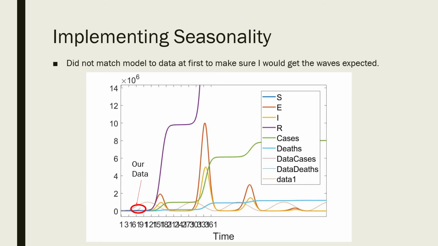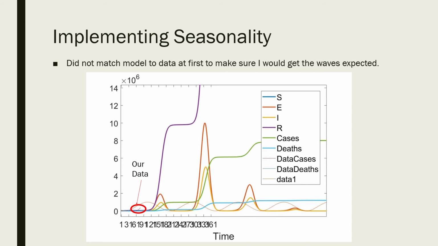So my first step was trying to implement seasonality into the model. I wanted to make sure that I could get the waves that I predicted using a sine function. So I started without fitting the model to the data. The figure below shows the output from this step. As you can see, the model produces an output that is very similar to that of the Spanish influenza, where the second wave is much larger than both the first wave and the third wave.